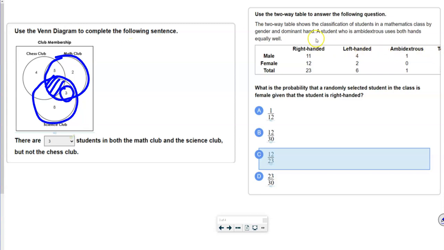The next one says use the two-way table to answer the following questions. The two-way table shows the classification of students in mathematics class by gender and dominant hand. A student who is ambidextrous uses both hands equally well.